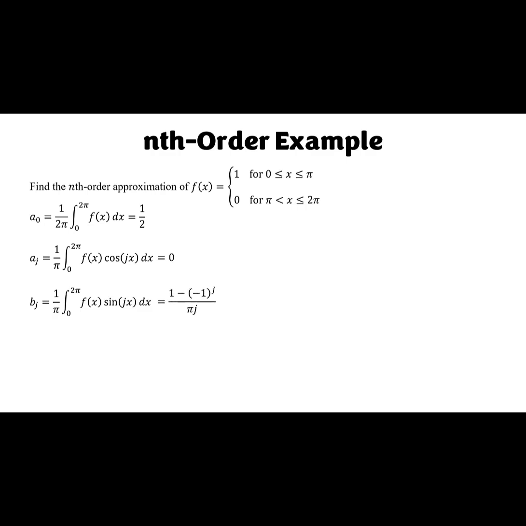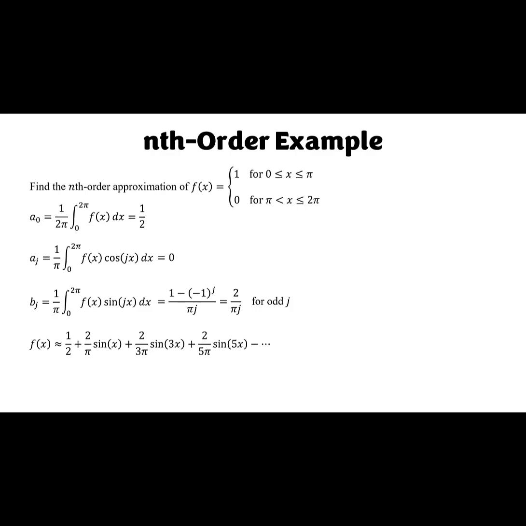And Symbolab would give you this result for the integral. And notice when j is even, you'd have 1 minus 1. So the numerator would be 0. So the whole thing would be 0. But when j is odd, you'd get 2 in the numerator. And so you have 2 over pi j. So 2 over pi j would be the terms in front of the sine terms only when j is odd. Right? When j is even, you'd have 0. So that's for odd j.